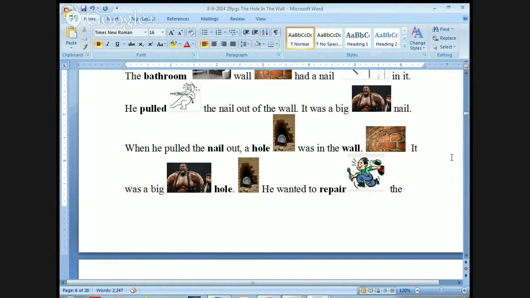The bathroom wall had a nail in it. He pulled the nail out. A hole was in the wall. It was a big hole. He wanted to repair the. He pulled the nail out of the wall. It was a big nail. When he pulled the nail out.